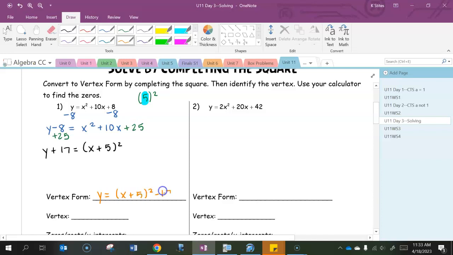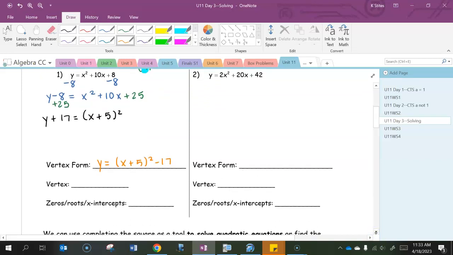And this is our vertex form. So that gives us a vertex of negative 5, negative 17, because again, we change our x coordinate, but we keep our y coordinate the same.